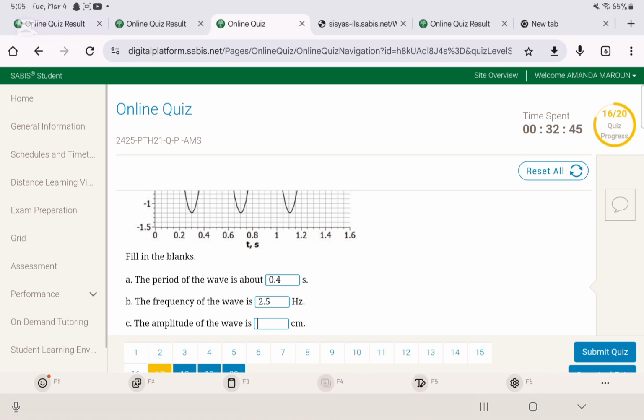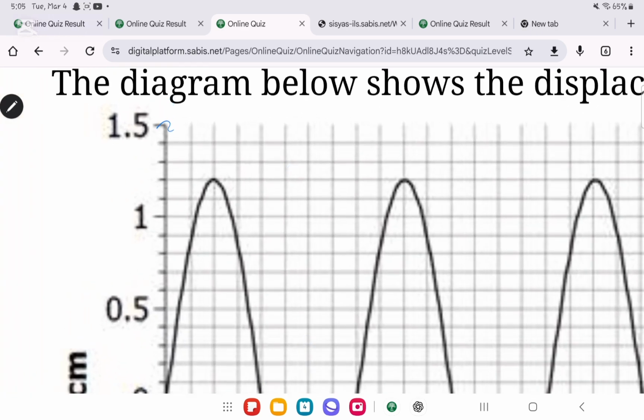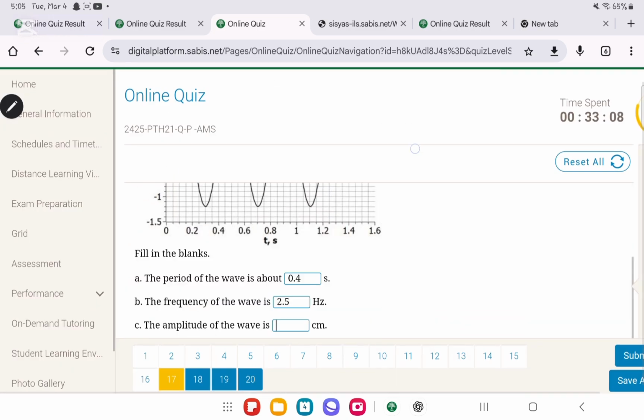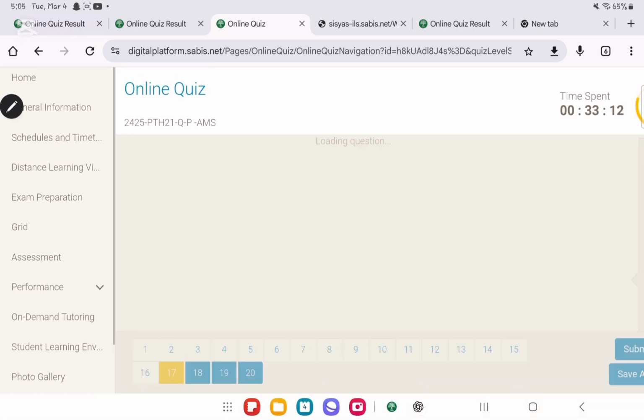Now the amplitude of the wave, very simply to find the amplitude, it is the height or the highest point. So as you can see, each point is 0.1. So this is 1, this is gonna be 1.1. So over here, this is gonna be 1.2. So the highest point or the amplitude of the graph is 1.2 centimeters.